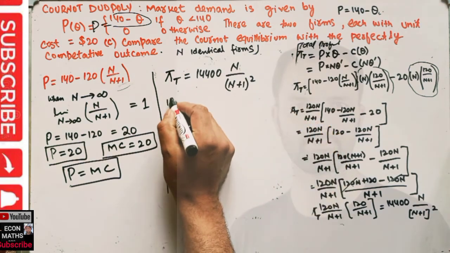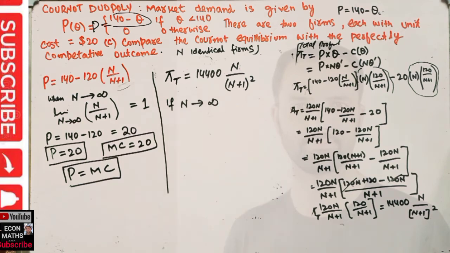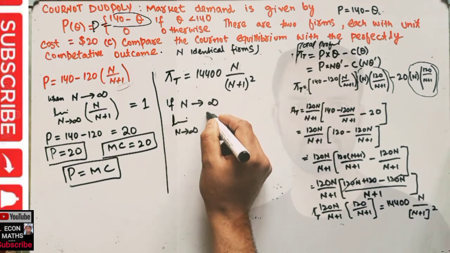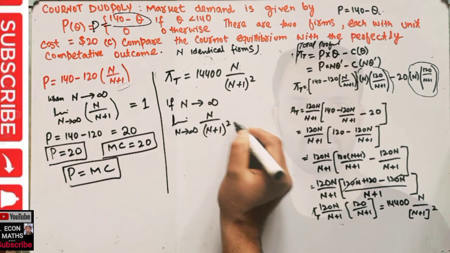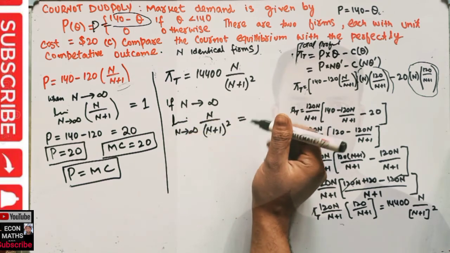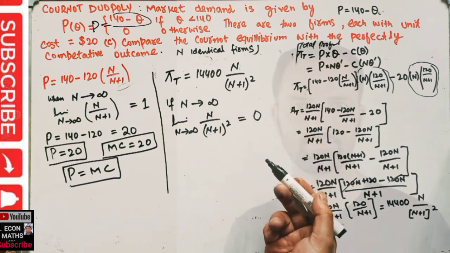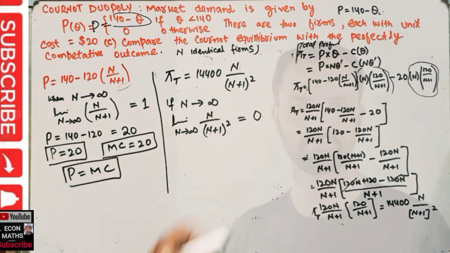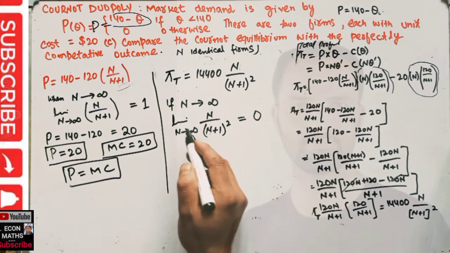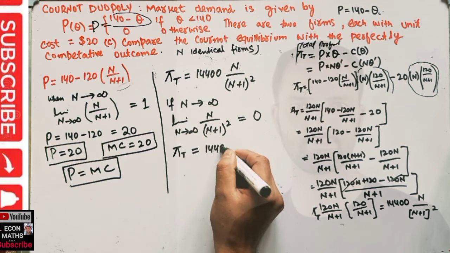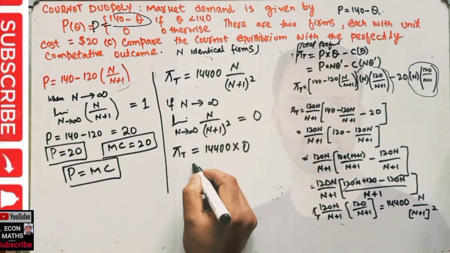Now let us see what will happen if the number of firms becomes infinite. That means the limit as n tends to infinity of n upon (n plus 1) square comes out to be 0. Okay, and I will explain in another video, if I have time, how this term comes out to be 0 and how the other term comes out to be 1. Let's remember it here, because I have no space available and the video is getting very long. That means when n tends to infinity, total profit is equal to 14400 into this term, which has come out to be 0, that is equal to 0.